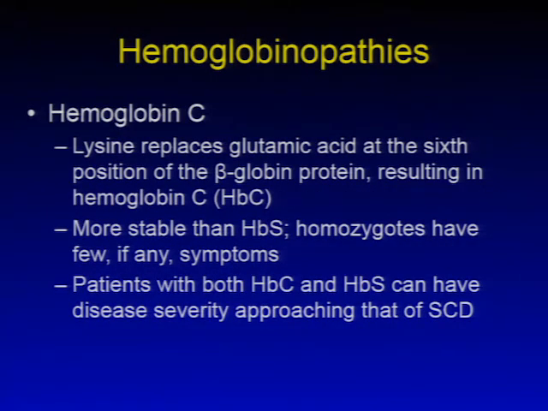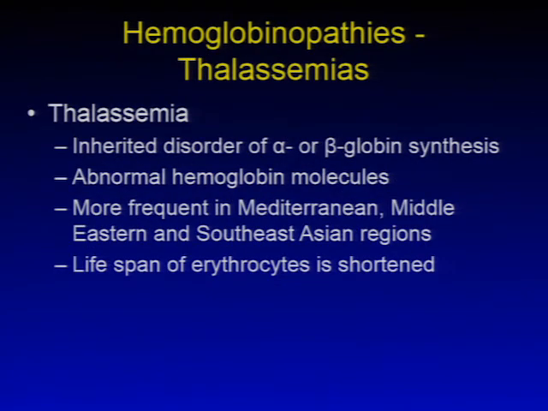Hemoglobin C, another variant of that hemoglobin protein where lysine replaces glutamic acid at the 6th position of the beta-globin protein. This results in hemoglobin C. Now, hemoglobin C is more stable than hemoglobin S, and homozygotes will have few, if any, symptoms if they have 2 hemoglobin C molecules. However, patients that have 1 hemoglobin C molecule and 1 hemoglobin S molecule can exhibit disease in severity approaching that of sickle cell disease.